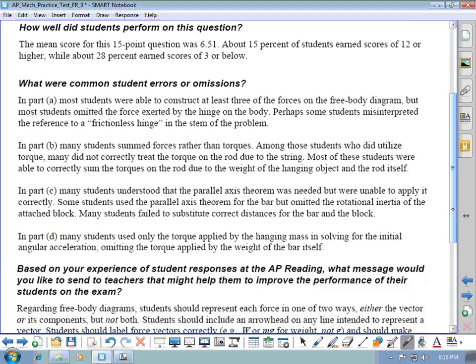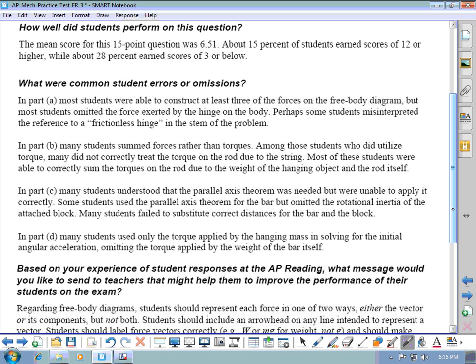In Part A, most students were able to construct at least 3 of the forces in the free body diagram, but most students omitted the force exerted by the hinge on the object. Some students might have misinterpreted a frictionless hinge to mean that there were no forces due to the hinge, but that would not be true. In Part B, many students summed the forces rather than the torques.